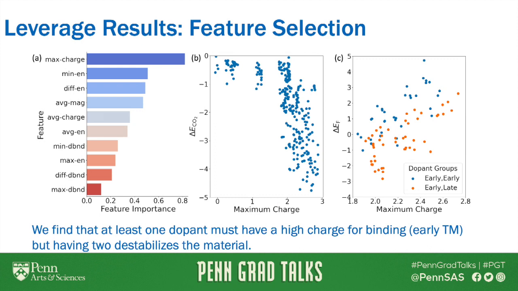But it's the maximum charge, not the average charge between the dopants. So we know that we only need one of our two dopants to be highly charged. This plot on the right I'm showing you, these blue materials just correspond to two materials being highly charged, and the orange correspond to having one. That means that if we have one highly charged material, one highly charged atom in our material, then we can have a makeable material, have a lower formation energy, and this material can bind CO2. So this is insight we were able to gain only using machine learning featurization.